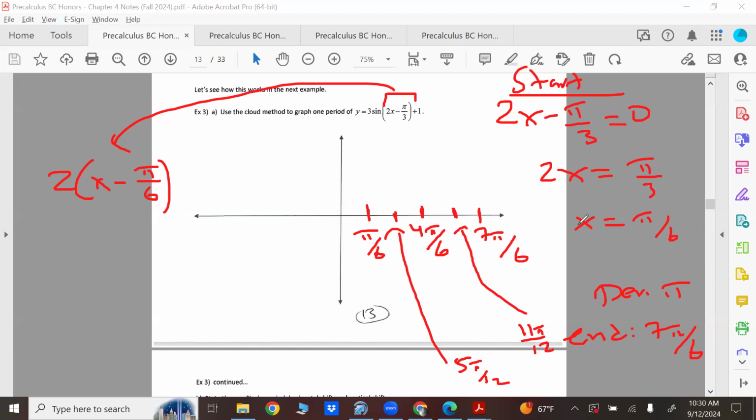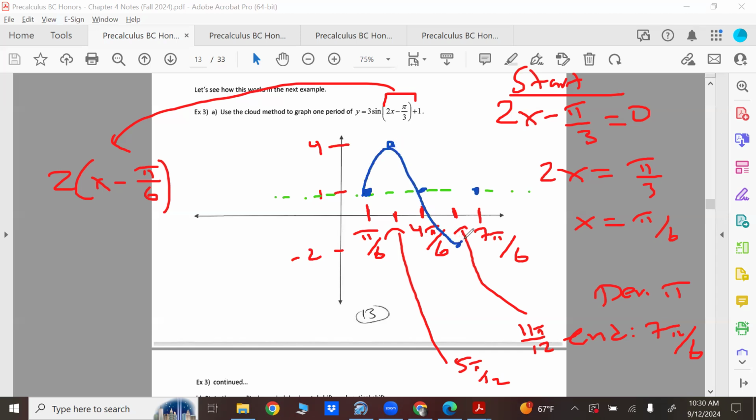Okay, we're almost there. What's my midline? 1. How high am I going to go above it? So I'll go up to 4 or down to what? Perfect. So I'll do a little dash line here. And I'm going to start it at sine. So I'm going to start it at the midline. And it's positive A. So I'm going to go up, then down, not down, then up. That didn't get reflected. So I have a point here, a point here, a point here, and a point here.